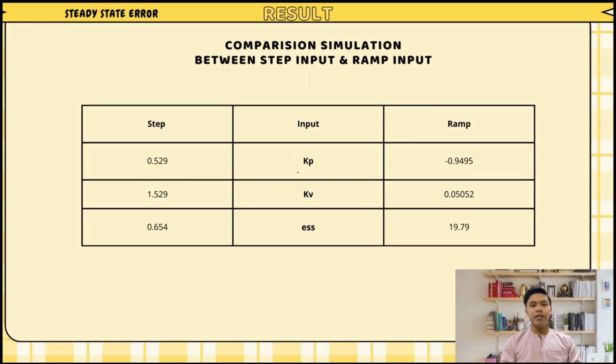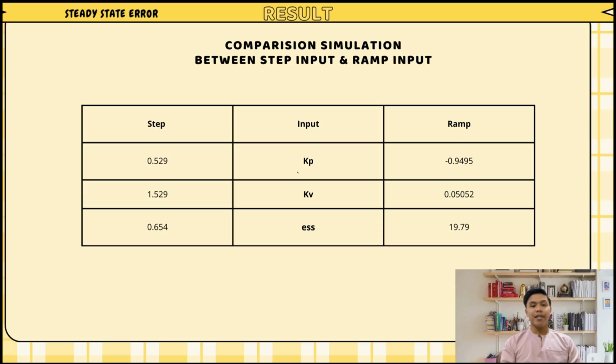For this slide, I will explain the simulation result for steady-state error when comparing step input and ramp input. From the simulation, the position error constant Kp for the step input is 0.529, while for the ramp input it is negative 0.9495. Next, the velocity error constant Kv for the step input is 1.529, and for the ramp input it is 0.05052. Based on these values, the steady-state error ess for the step input is 0.654, which shows a finite error. However, for the ramp input, the steady-state error is 19.79, which is very large. This simulation result shows that the system can follow a step input reasonably well, but it struggles to track the ramp input accurately.